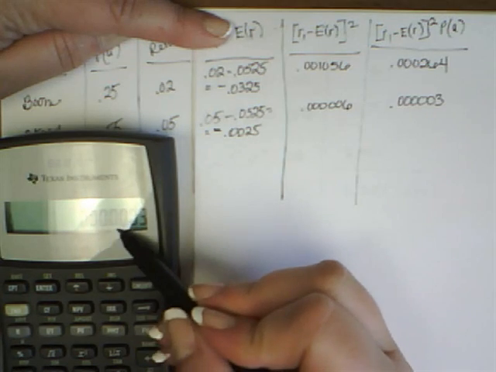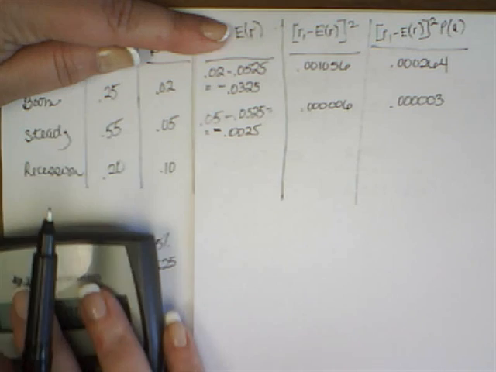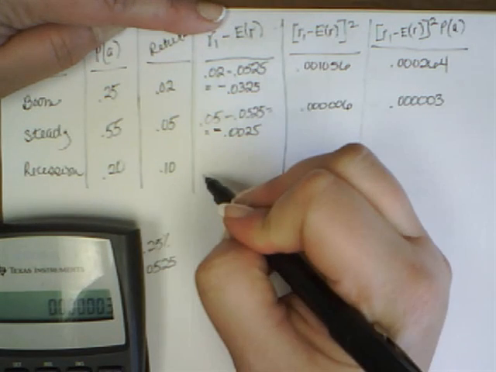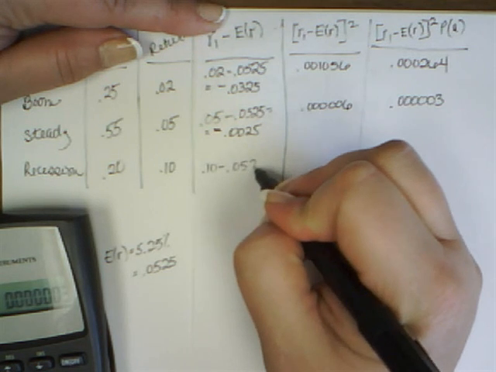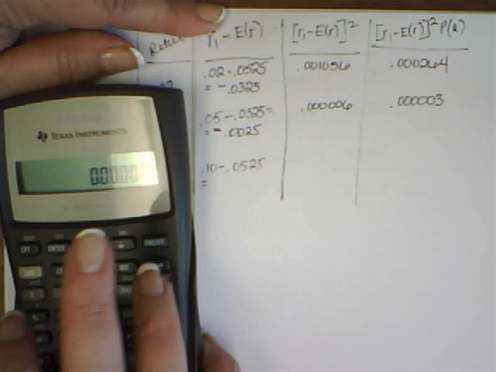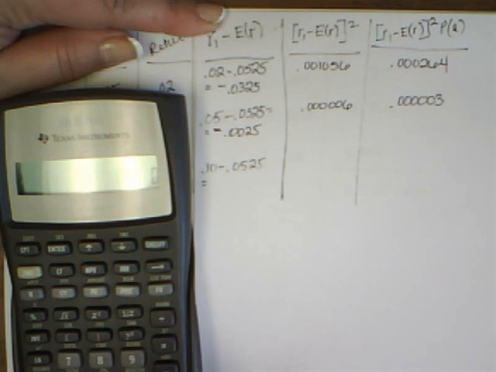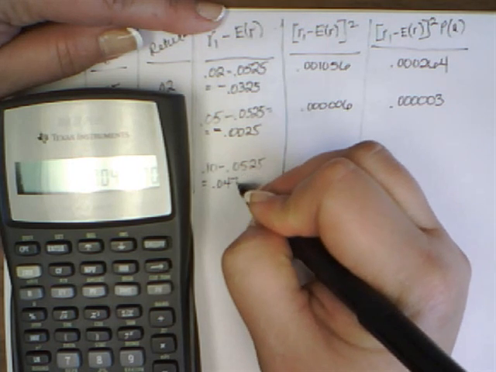let's see, 1, 2, 3, 4, 5. Yep, 5 zeros. 0.000003. And then one more. We take the return of 0.10 minus the expected return 0.0525. And that number is going to be positive. So we're going to take 0.10 minus 0.0525. That's going to give us a positive 0.0475.